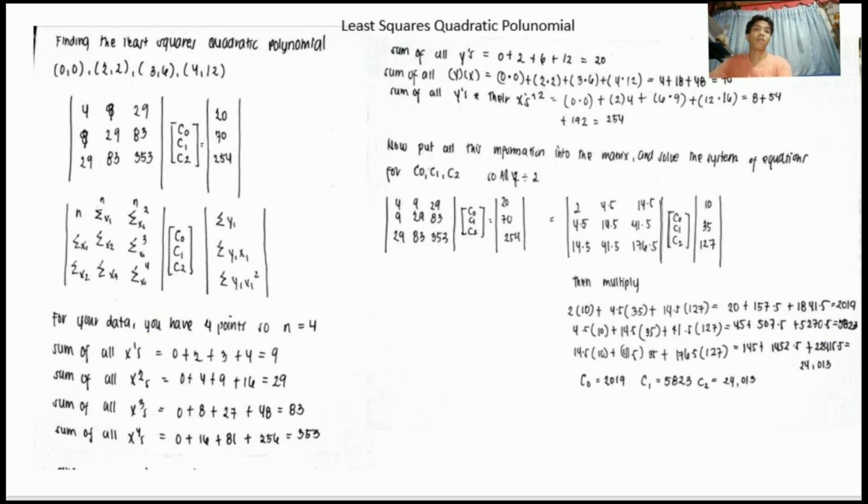Above all that, to make this easy to understand, we put all the data we got into a matrix and multiply it to 20, 70, and 254. That's what we got from our y. So it would be equal to that given from our solution. So here, as you can see.